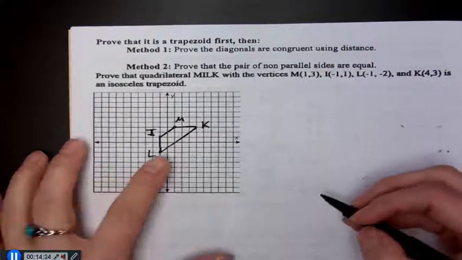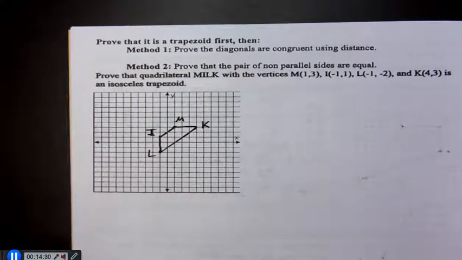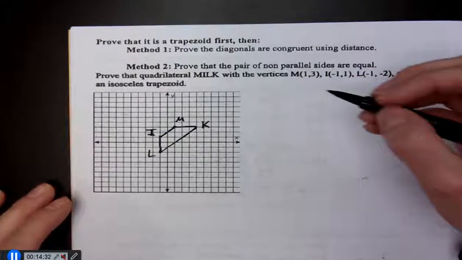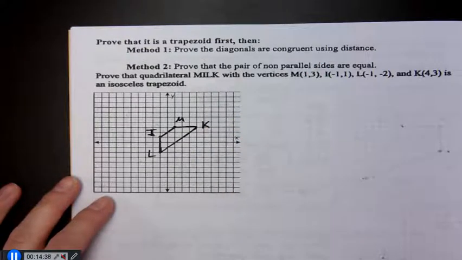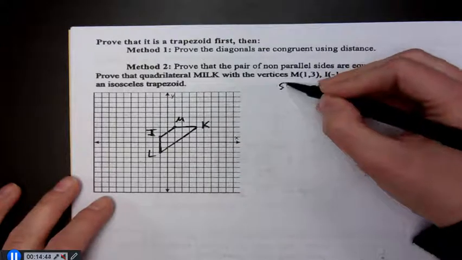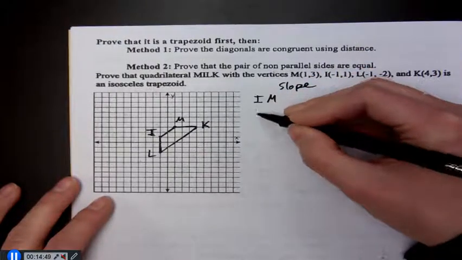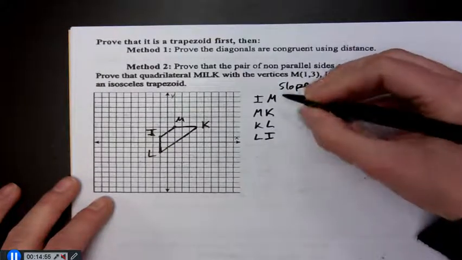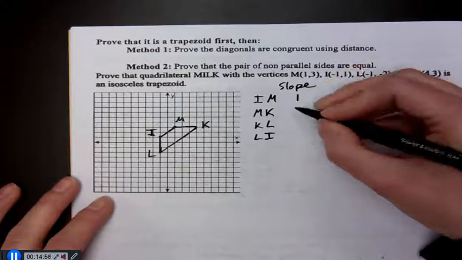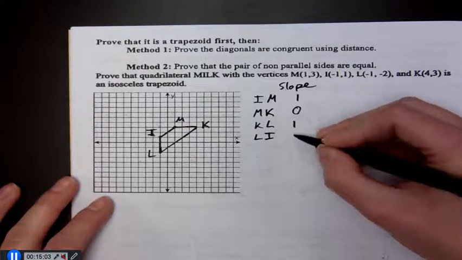So, do we need the distance of all sides? Well, really, for a trapezoid, we don't need the distance of the parallel sides. So we need the slopes of everything. That's right. So, what is the slope of IM? IM is 1. MK is 0. KL is 1. LI is undefined.